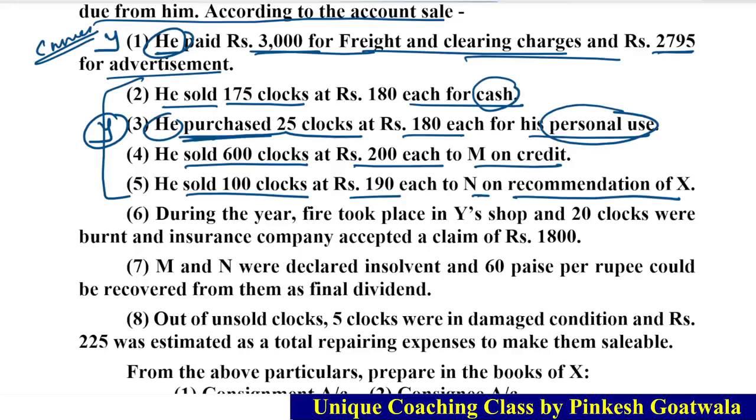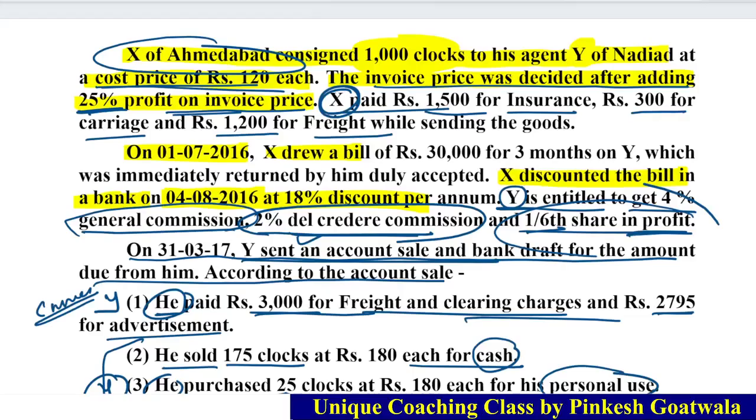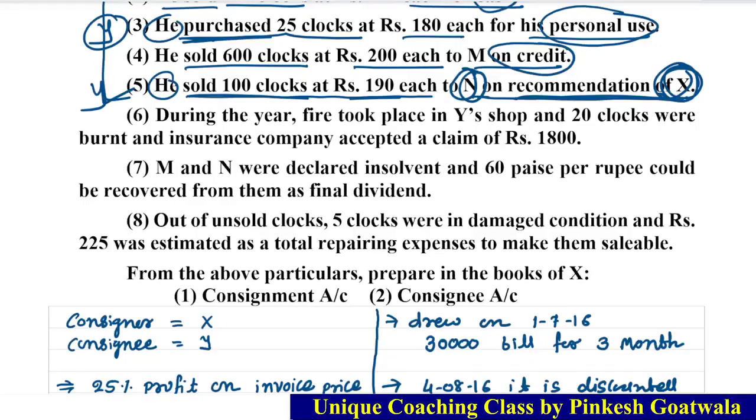He means Y, consignee sold 100 clocks at 190 each to N on recommendation of X. And who is the X? X is the owner, consigner of the business. Okay, so X recommended that you send goods to N, at 190 each for 100. He is my friend or anything else. Clear? So in this chapter you will get these 4 types of sale.